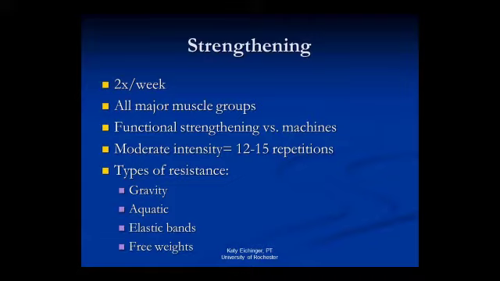So there may be situations where using machines that assist with alignment, because they are only moving in a certain plane, may be a more appropriate and safer choice for individuals. This is versus when they're working with a physical therapist or a trainer who's watching for proper form and good alignment. There may be situations where, when they're working independently, the use of machines may be a better option.